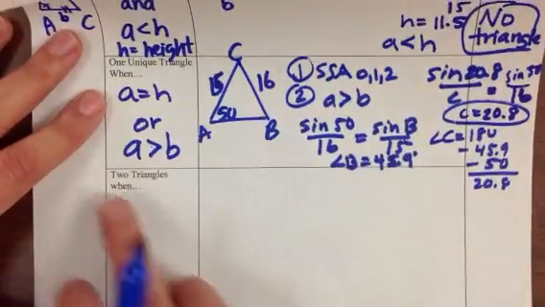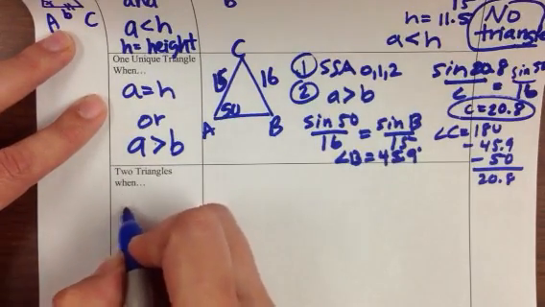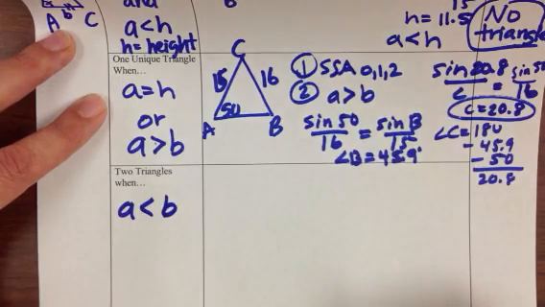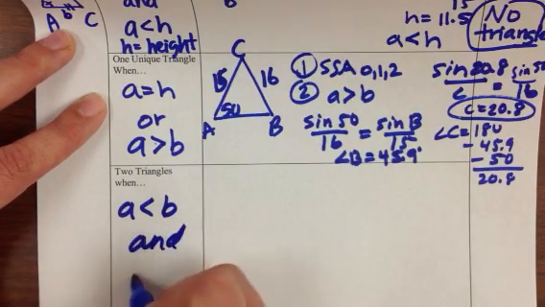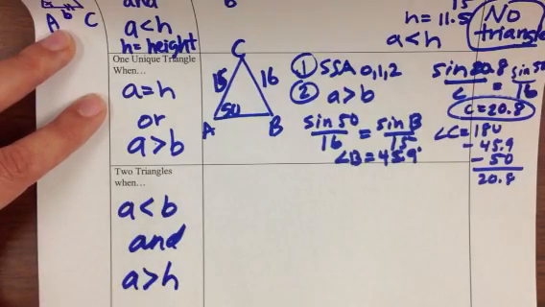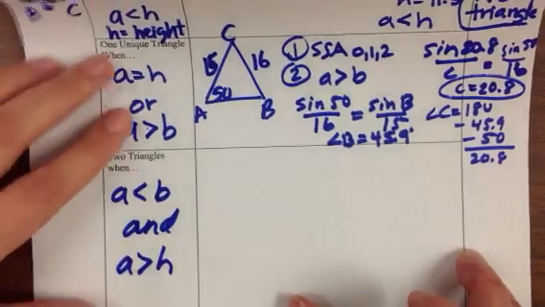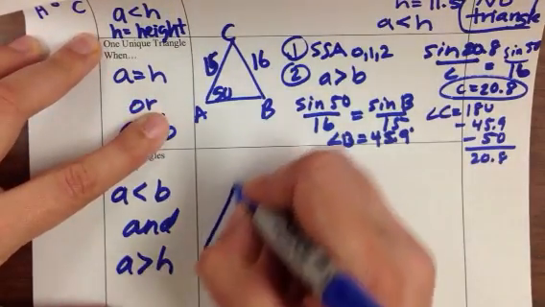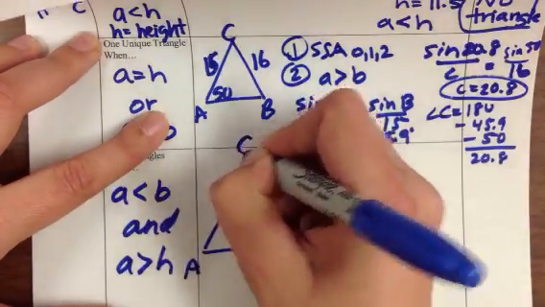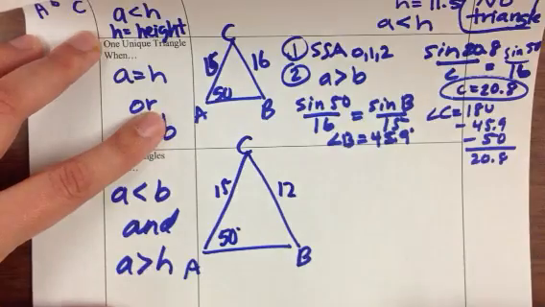Alright, the last one is when I have two triangles. So when I have two triangles, the side opposite the given angle is smaller than the other side, and the side opposite the given angle is actually greater than the height. So here, I'm going to draw a real big triangle. Say A, B, C, call this 15, we'll say that's 50 degrees, and this is 12.